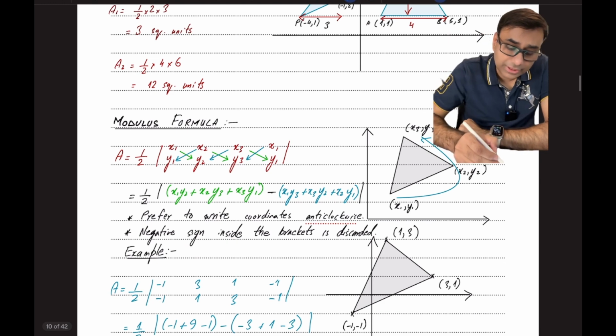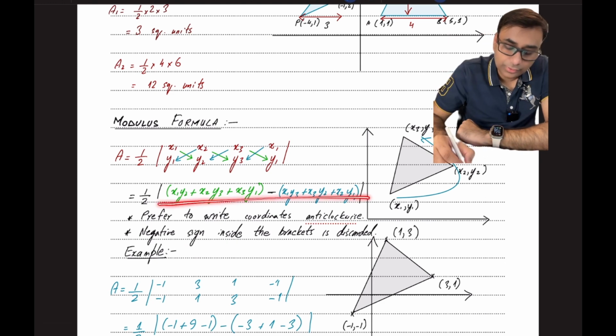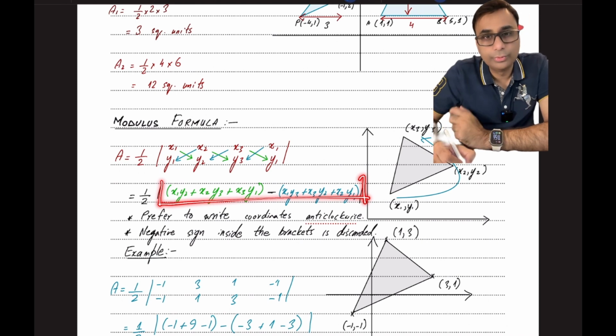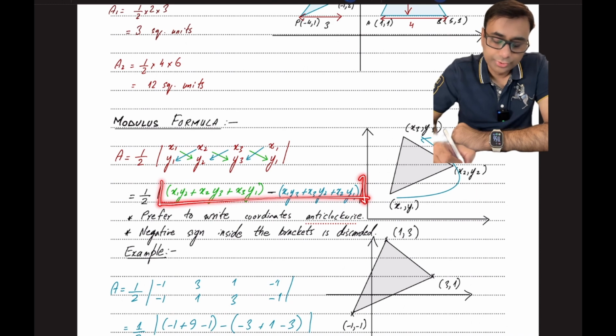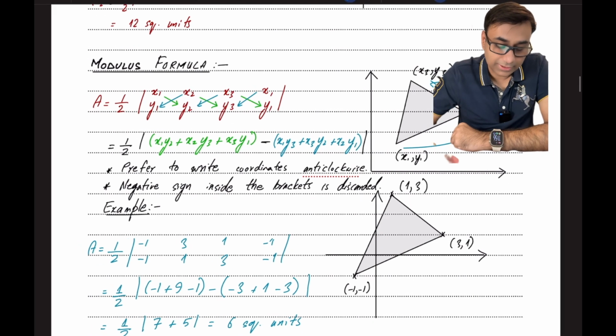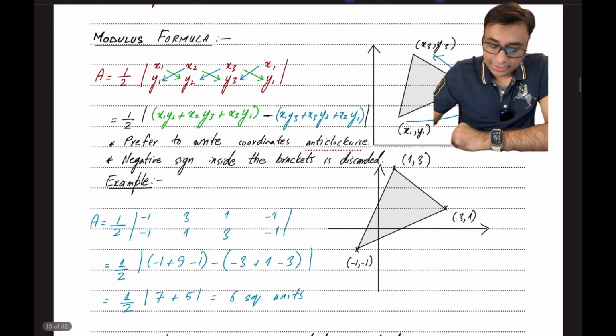And once you simplify this entire thing, as there is a modulus sign, if you get a negative answer, which I've already told you that you would get if you had taken it in a clockwise order, you would just discard the negative sign and multiply it by half, and you will get yourself the answer for the area. Let's take an example.